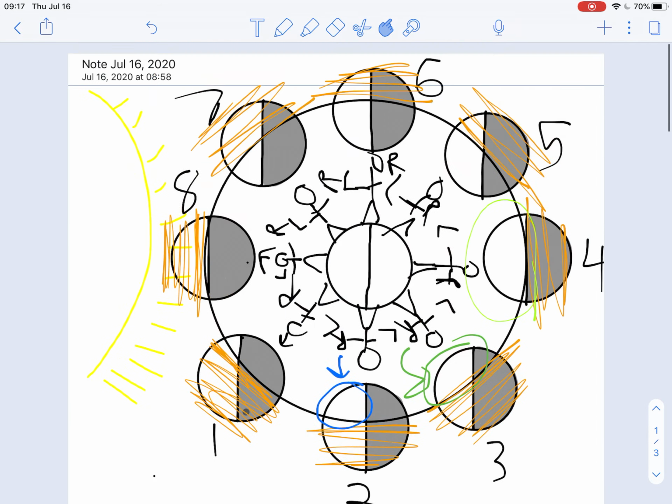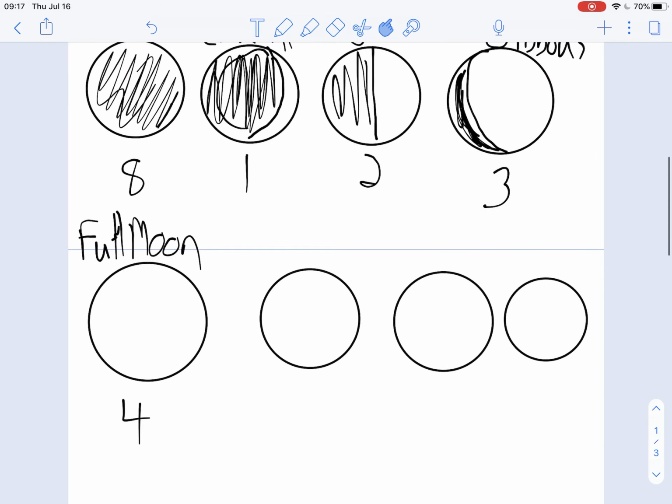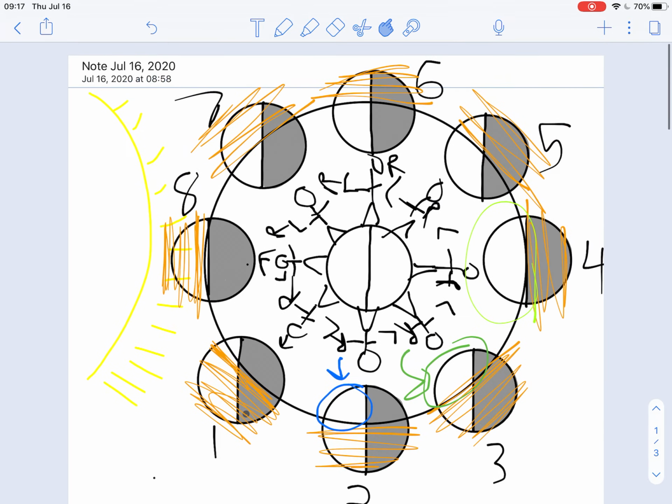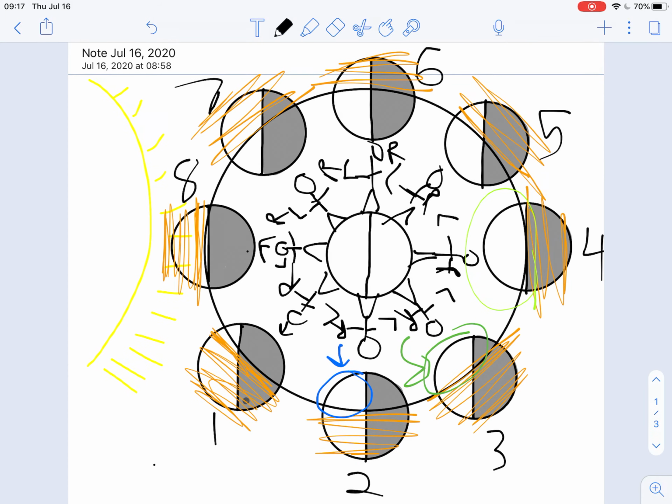As we keep going, so this is, let's see, 5, 6, 7, 8. Okay, so I'm just going to label them so I don't have to keep doing that. 5, 6, 7, and 8 is done for us already. Okay, so now, if you notice, there's a change. Now instead of his right side being illuminated, he sees the left side of the moon lit up.